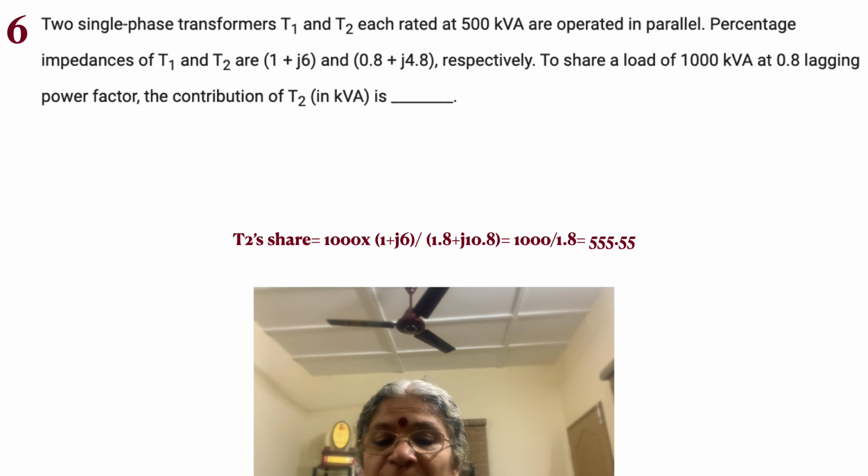What is the current division rule? The 1000 kVA, which is to be shared, has to be multiplied by the other impedance, which is 1 plus J6, divided by the total, which is 1.8 plus J10.8. Just see that 1.8 goes in both, as already indicated. So it's going to be 1000 divided by 1.8, because 1 plus J6 cancels from the numerator and the denominator. Very simply you can do the problem.